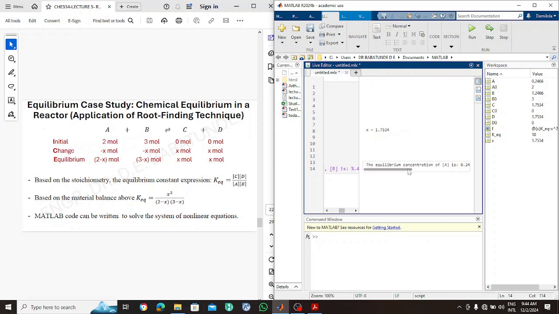So it has printed the answer for me. I'm using live script, so that's why it's here. So it says the equilibrium concentration of A is 0.2466, B is 1.2466, C is 1.753, and D is 1.753. So that's it.